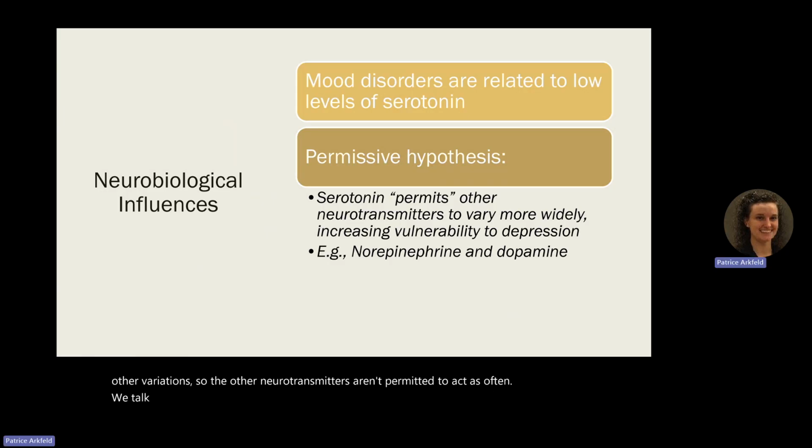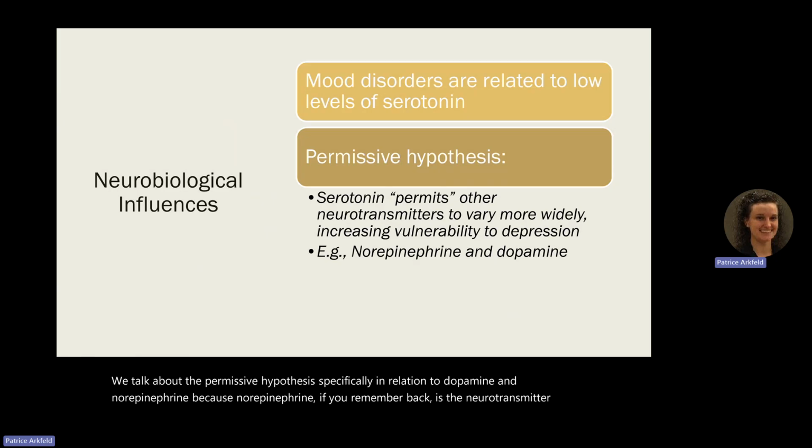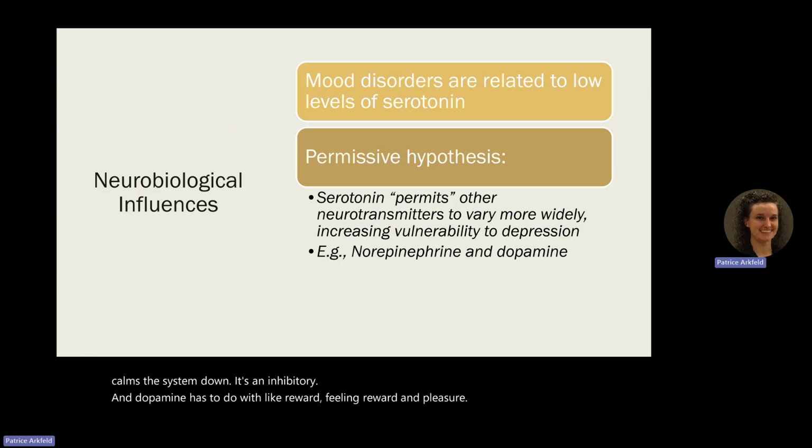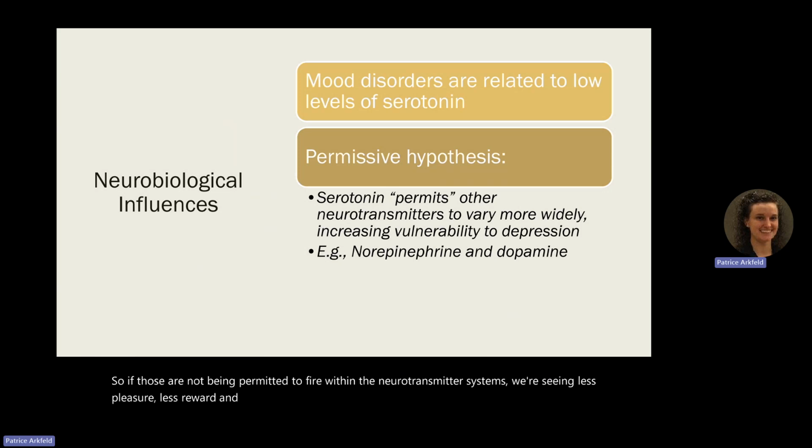We talk about the permissive hypothesis specifically in relation to dopamine and norepinephrine, because norepinephrine, if you remember back, is the neurotransmitter that calms the system down. It's an inhibitory neurotransmitter. And dopamine has to do with reward, feeling reward and pleasure. So if those are not being permitted to fire within the neurotransmitter systems, we're seeing less pleasure, less reward, and more activation overall.